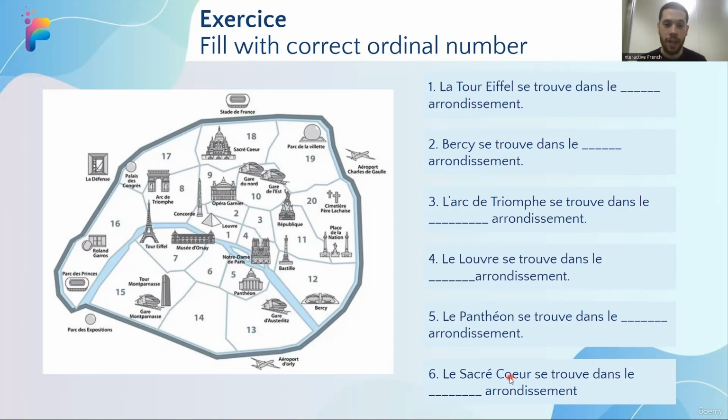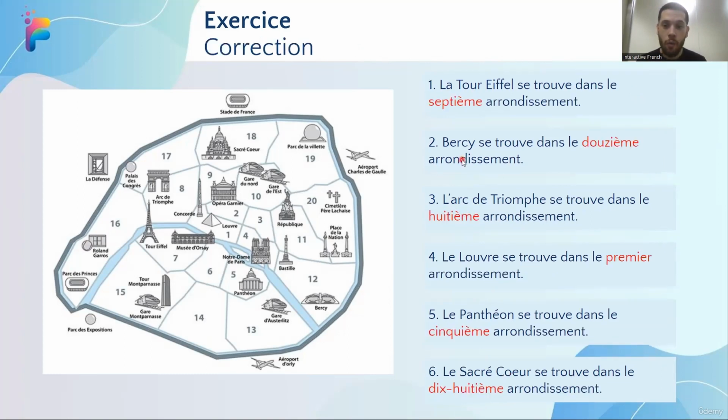All right, then, so let's correct. La Tour Eiffel was located in le 7e arrondissement, indeed. Now, what about Bercy? Bercy is right here. Le 12e arrondissement, the 12th. Now, moving on to l'Arc de Triomphe. L'Arc de Triomphe se trouve dans le 8e arrondissement. Indeed.